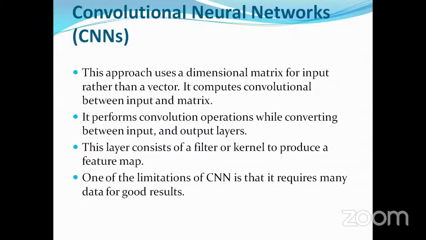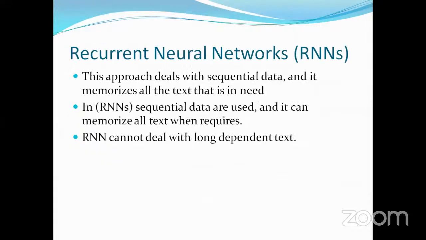This is a network model, a network approach. It uses a dimensional matrix for input rather than a vector. It performs a convolution operation between the input and output layers. One of the limitations of CNN is that it requires a lot of data for a good result. Next is the RNN, the recurrent neural network. This approach uses sequential data, and it memorizes all the text that it needs.